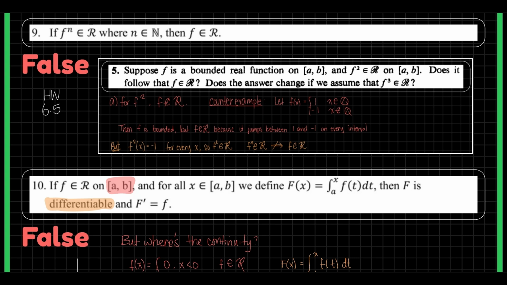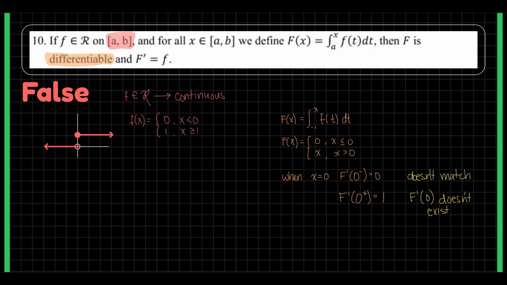Number nine is false. I found a very similar homework question. I found that if it's true for f squared to be integrable, that does not necessarily imply that it would be true for f. But the converse statement would be true. If f is integrable, then the higher degrees of f would also be. But for number 9 here, the direction of the statement is not true.